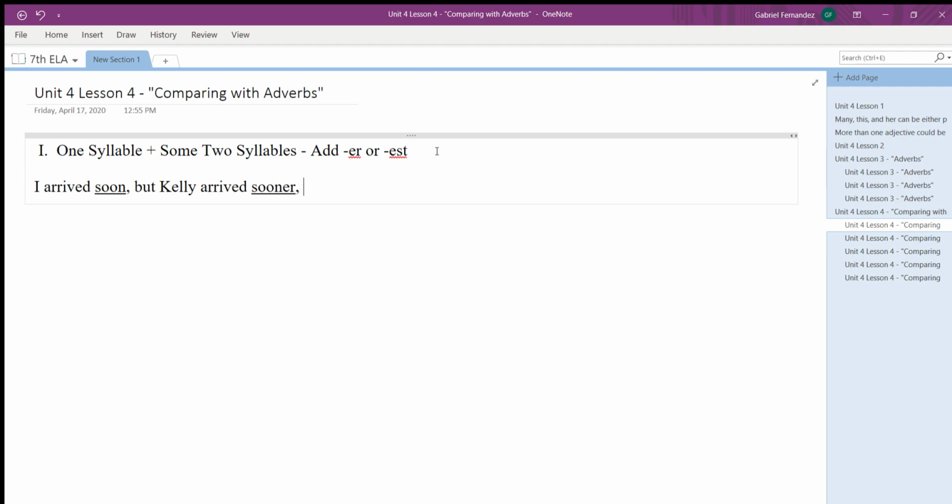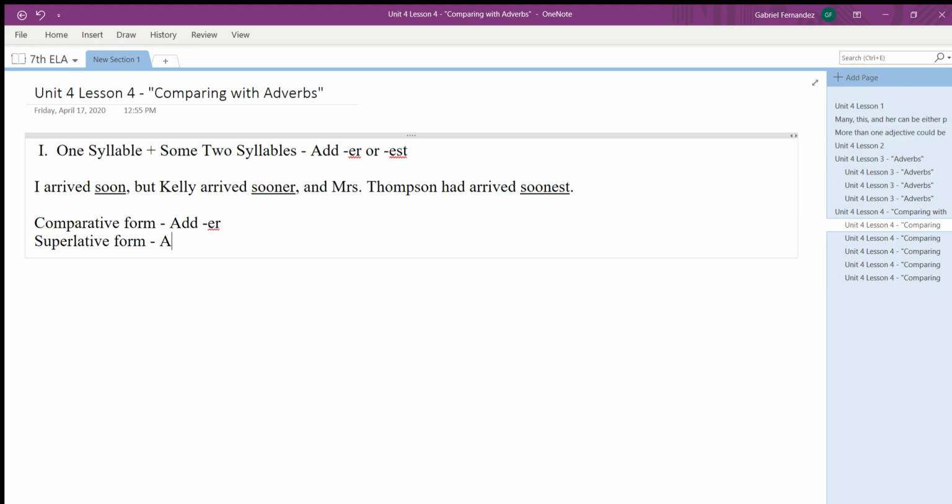But Kelly arrived sooner, and Mrs. Thompson had arrived soonest. So now out of 3 people, 2 or more, we now have the superlative degree, which is soonest. Okay? And soon is a 1-syllable adverb. So as such, in the comparative form, we're adding ER. In the superlative form, we're adding EST. Comparative form, add ER. Superlative form, add EST. Okay?